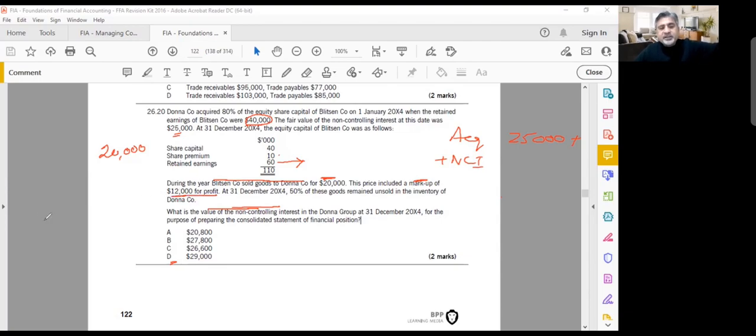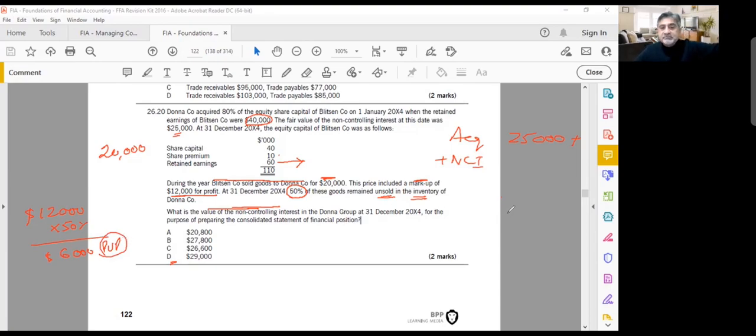So I don't need to calculate. They already told us that $12,000 was the total profit. At 31st December, 50% of these goods remained unsold in the inventory of Donna company. So 50% of this total profit is unrealized, which makes it 6,000. So $6,000 is the unrealized profit, okay? And this unrealized profit lies in the subsidiary's profit.